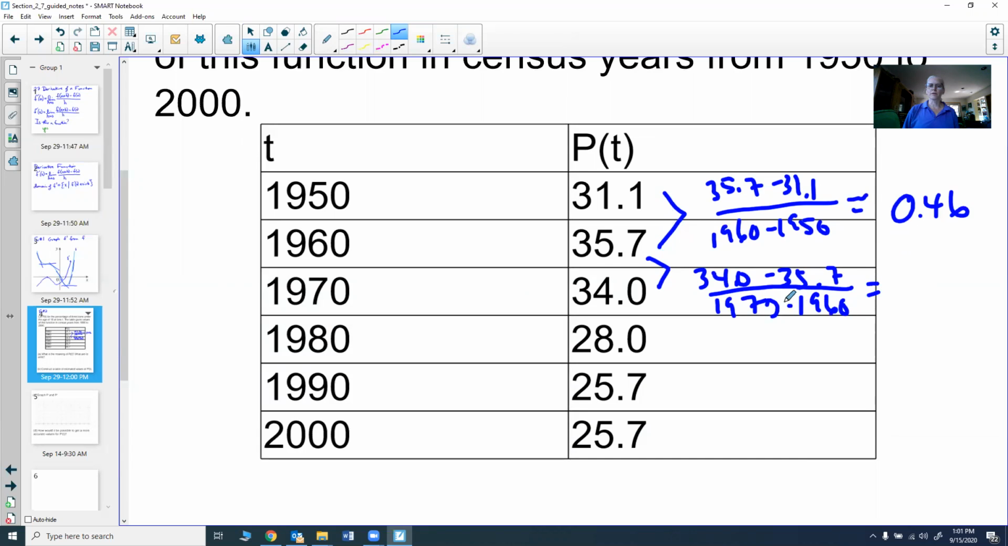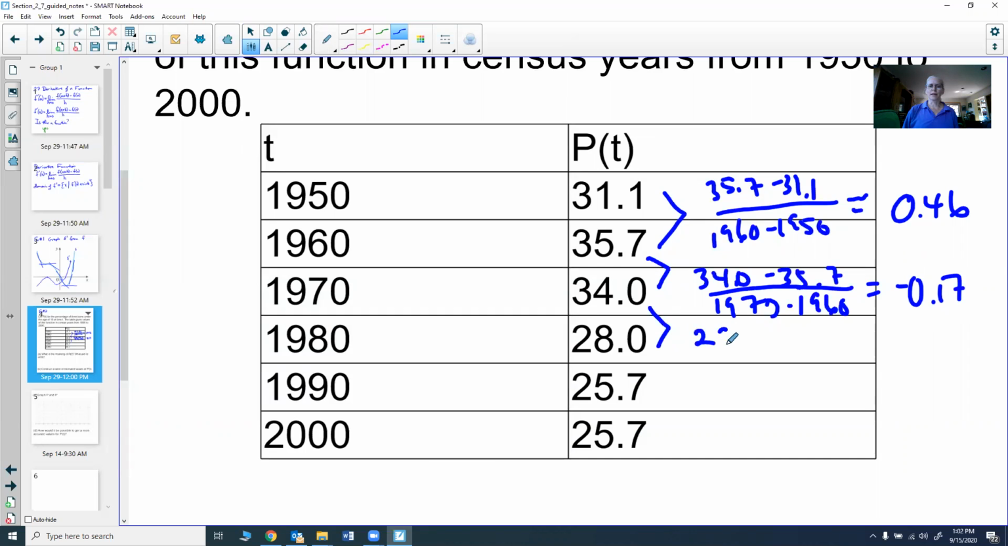One thing you're going to notice is 34 minus 35 is going to give you a negative answer. So this is negative 0.17. That means we must be getting less as time went on. Let's look at these two.